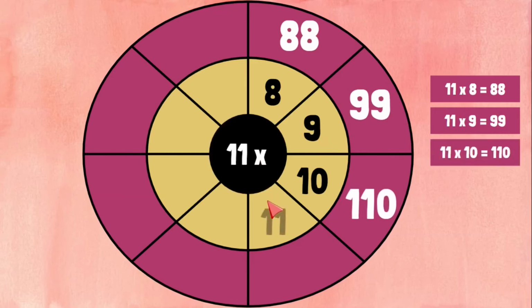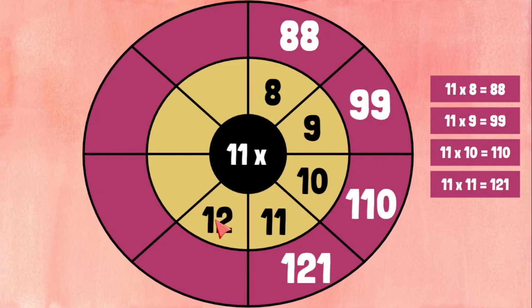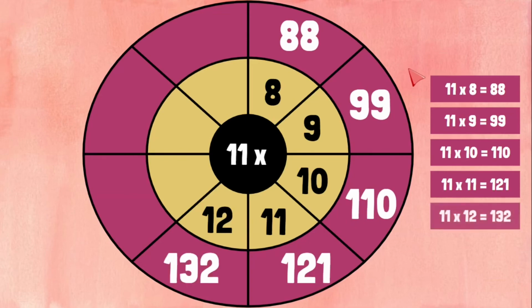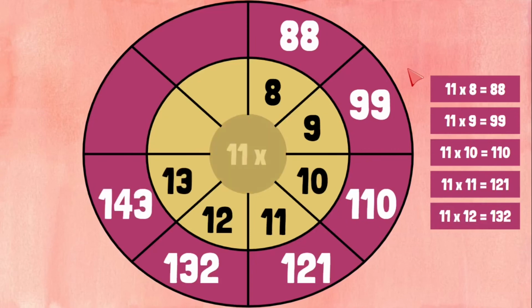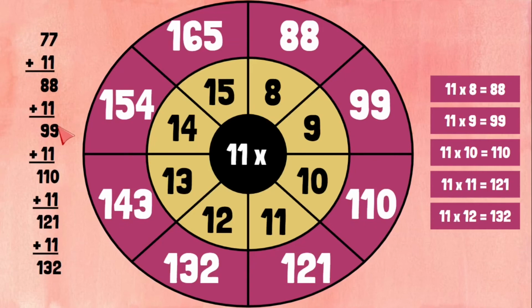11 times 11. 11 groups of 11, or 11 11 times. If we know this is 110, we can add 11 and we get 121. 11 times 12. We need 11 groups of 12 or 11 12 times. We have 121. We can add 11. We get 132. Remember, each time you are adding 11. So we notice here, we go from 88 to 99 to 110 to 121 to 132.